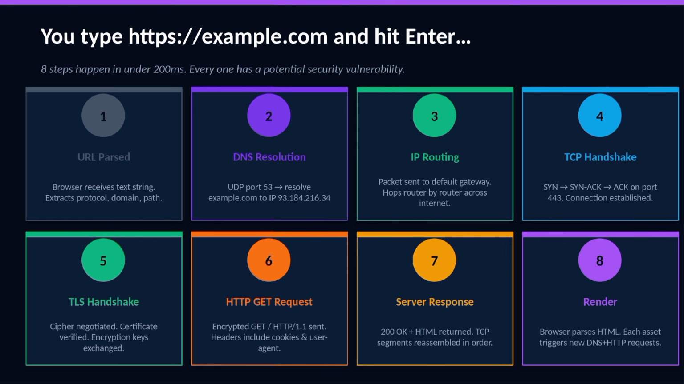Step 2, DNS resolution. Your browser needs an IP address, so it sends a DNS query using UDP on port 53 to your configured DNS resolver. Maybe 8.8.8.8 or your router. The resolver walks up the DNS hierarchy, root servers, top-level domain servers, authoritative servers, and comes back with the answer, example.com is at 93.184.216.34. Your browser now has a destination IP.